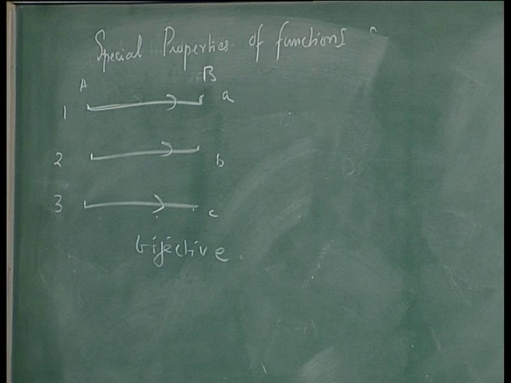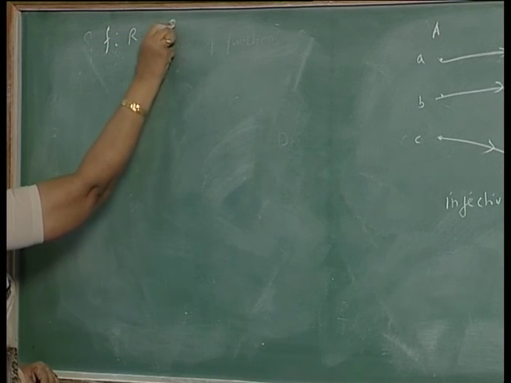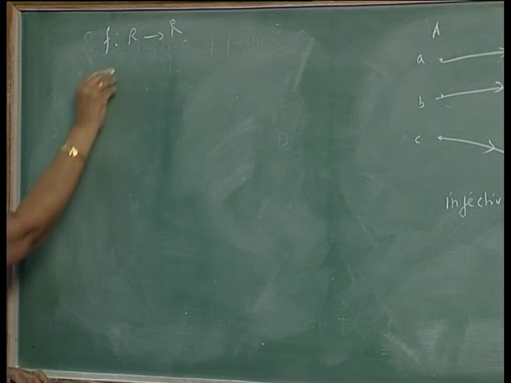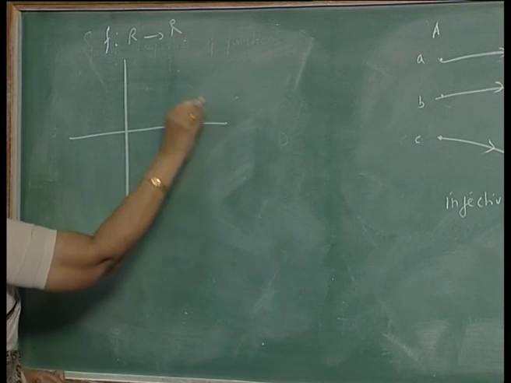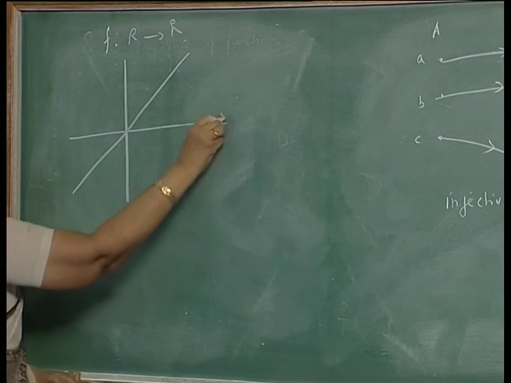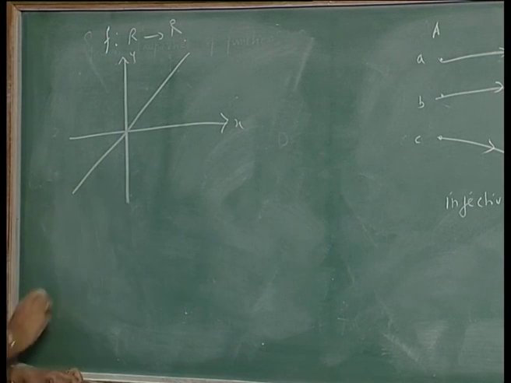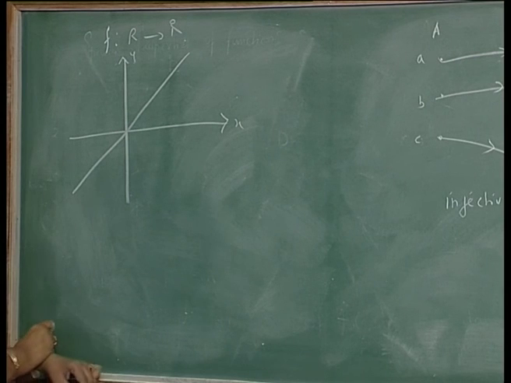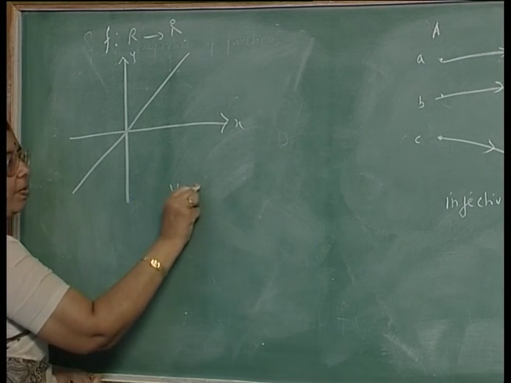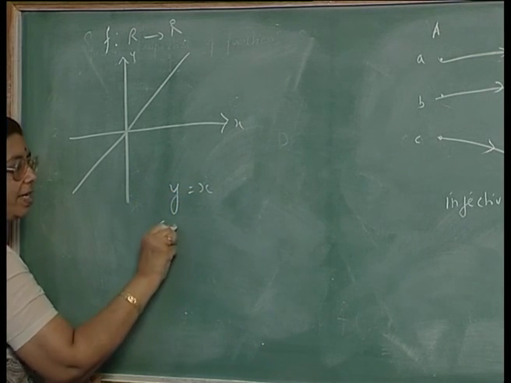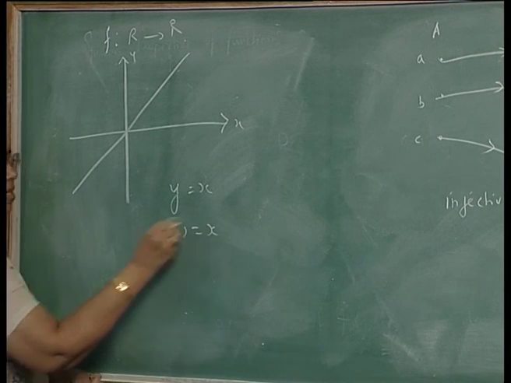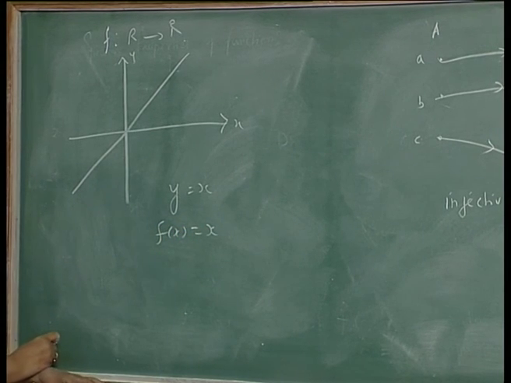Set of functions from real number to real number. Look at this line. This is the x axis, this is the y axis. You define the function y is equal to f of x. Now, this denotes the y is equal to x line, or here the function is f of x is equal to x. What can you say about this function?